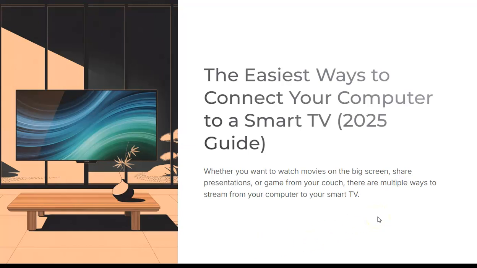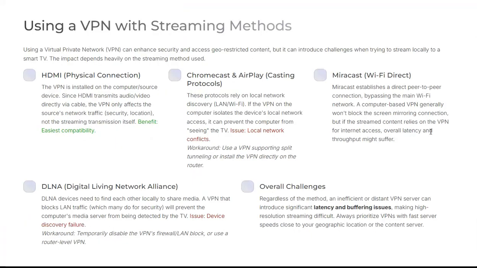And there are multiple ways to stream from your computer to your smart TV, and I'm going to cover some of them here. I'm going to mention the most important ones first, and then I'll just give you a quick intro to the others, and you can have a look at them as well. But first of all, using a VPN. Using a VPN with streaming methods adds a little bit of complexity to it. I'll explain in the individual methods when we get to them.